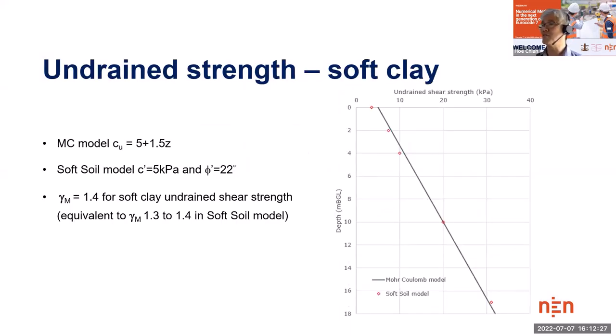The way I have verified it using the soft soil model is to, first of all, derive a set of strength parameters that match as close as possible to the Mohr-Coulomb model, undrained shear strength, which is 5 plus 1.5 Z, which is very soft soil material. And a 1.4 factor is applied on the undrained shear strength on the Mohr-Coulomb model. But when you apply the partial factor on the effective strength parameters of 5 kPa and 22 degrees, again, you are not getting an equivalent of 1.4. The equivalent partial factor is between 1.3 to 1.4.